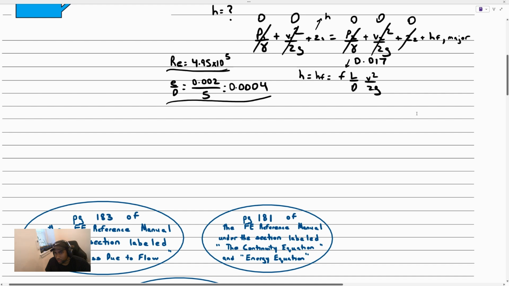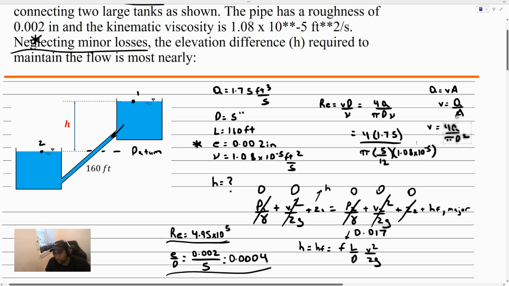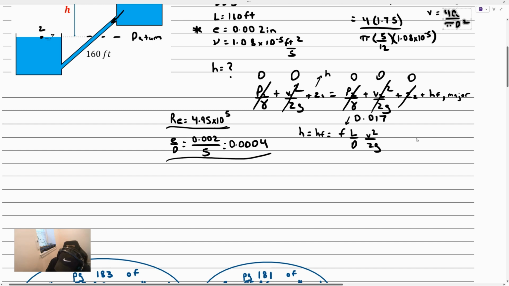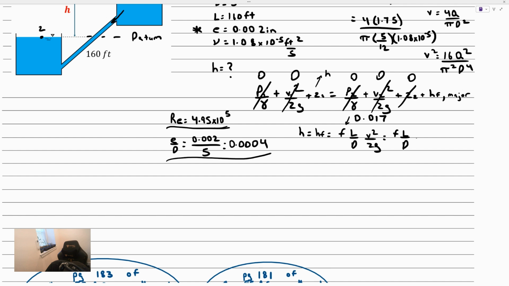Remember that speed term was just 4q over pi d squared. If we just write down quickly what the speed squared term is, that's 16q squared divided by pi squared d to the fourth. Now what I'm going to do is plug in everything here. I have f L over d. I have a 2g term in the denominator, and I also have that v squared term, that's 16q squared divided by pi squared d to the fourth.